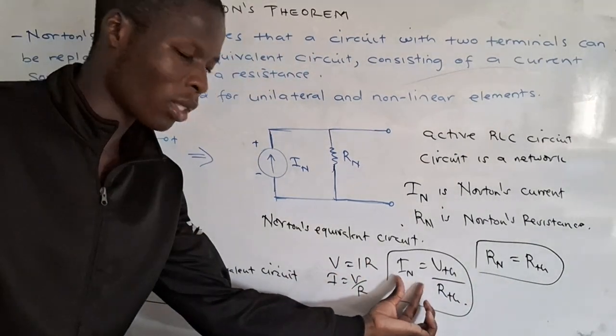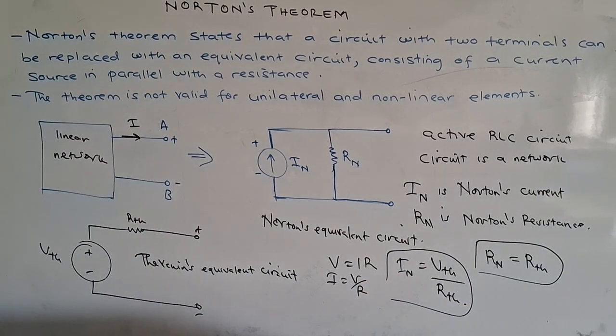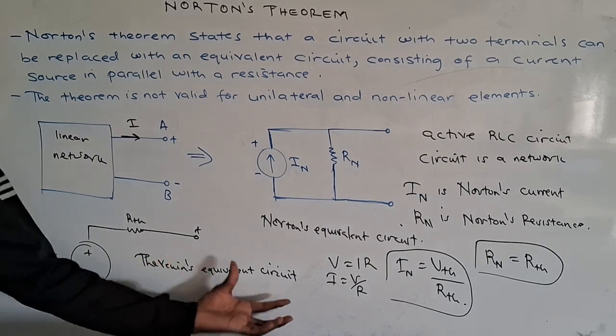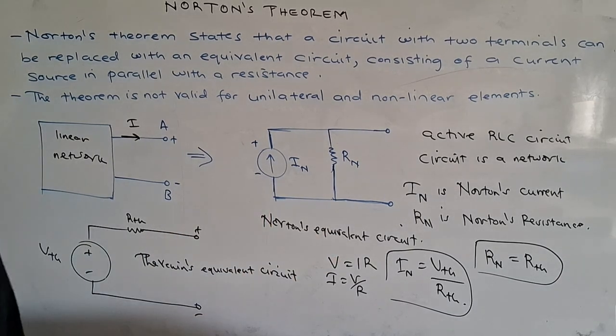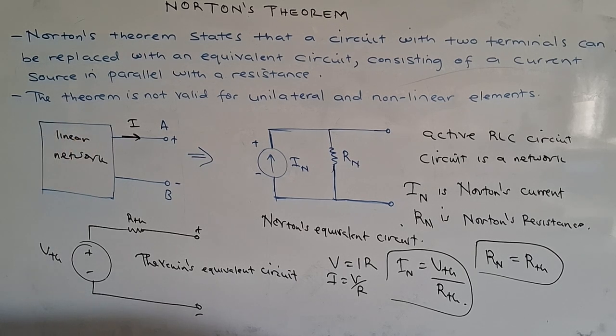This is the Norton's current in terms of Thevenin's voltage and Thevenin's resistance. Okay, well, this is nothing but Ohm's law. This is the Thevenin's equivalent circuit, and this is the Norton's equivalent circuit, and this is the linear network. Now, many resistors are there.